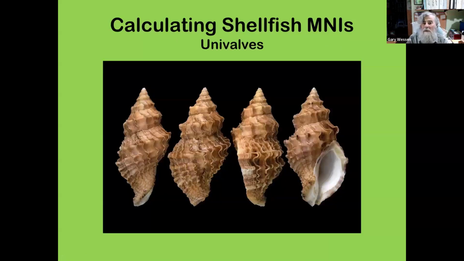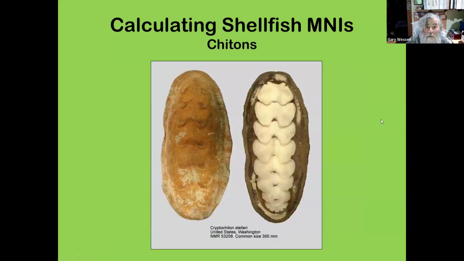Okay, for univalves, and a lot of the univalves here on the Northwest Coast are pretty stout things. They don't break real easily. So if you have whole individuals, obviously, we count them as whole individuals. For fragments of univalves, and this is Thais again, the only part that's really diagnostic for counting, if you have fragments, is the spire, the top there, and it's not paired, but there's one per animal. If you have other portions of the shell that are broken up, you can't really count them, but you can count complete animals and you can count spires and come up with an MNI that way.